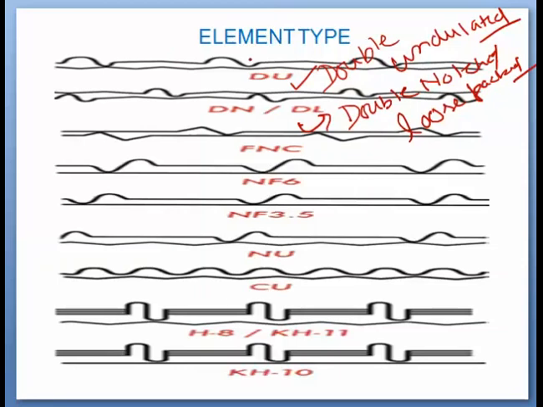Then comes FNC. It is flat notched cross type, and it offers higher thermal efficiency and lower pressure drop. Like this, there are different other types. NF is notched flat, and NU is notched undulation. So these are basically the types of heat absorbing elements with which the sectors of the air preheater are packed.